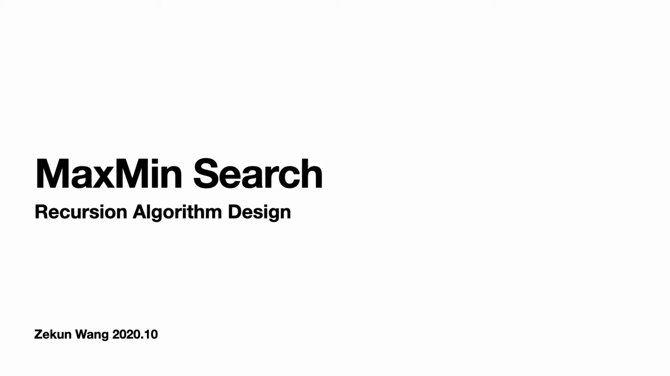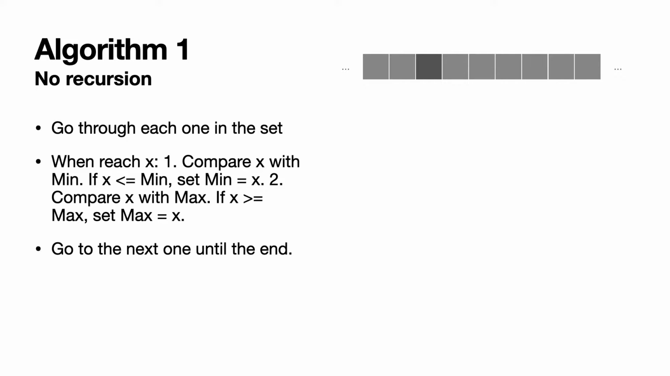So for the maximum minimum search, there are two algorithms that can be used in this question. The first algorithm is the one without recursion, and we can go through each one in the set. Then when we reach every one in the set, we compare the number with the temporary saved minimum and maximum values, and try to know what's the global minimum and what's the global maximum. The process will look like this.